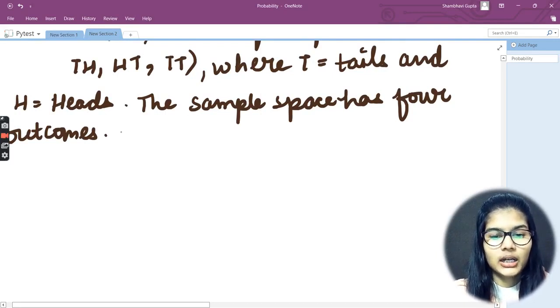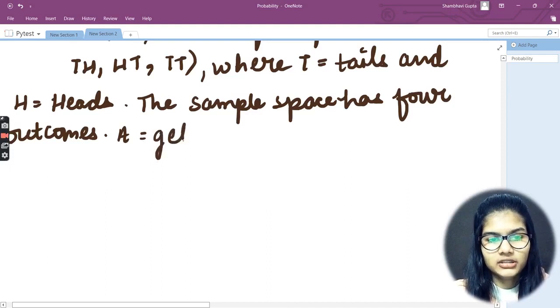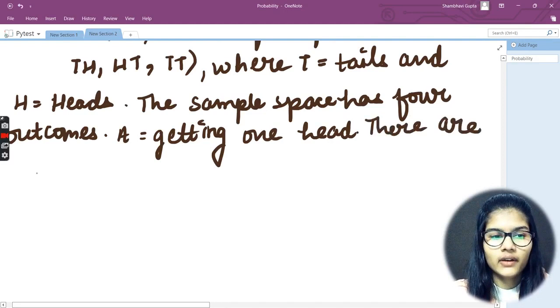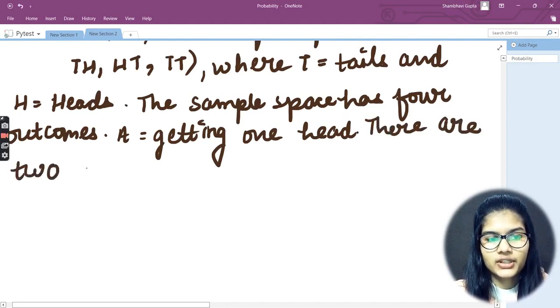So what will be my A? A is my event, and it is equal to getting one head. I have to compute the probability of getting one head. There are in total two outcomes which have one head. So I would write that there are two outcomes.